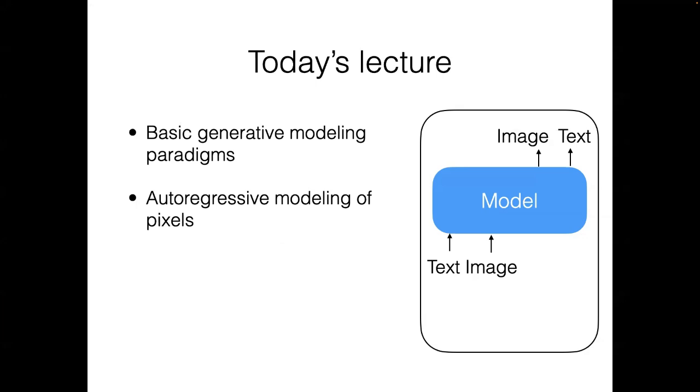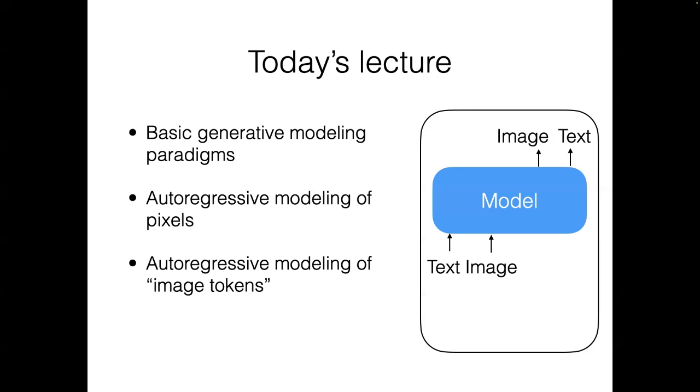Then we'll make a kind of extreme attempt, which is, what if we just treat the image as a sequence of pixels and try to just learn a language model over the pixels? People have tried that, and we'll see what happens. As a spoiler, it doesn't work too well. It might work in the future.